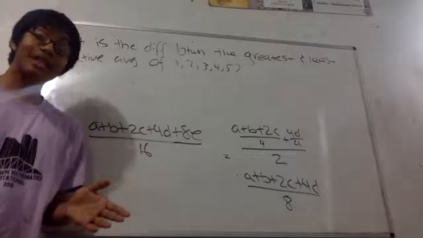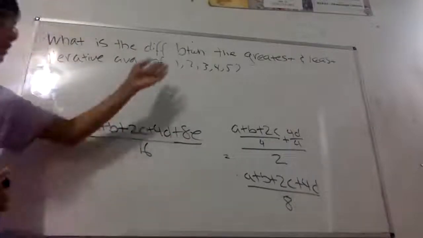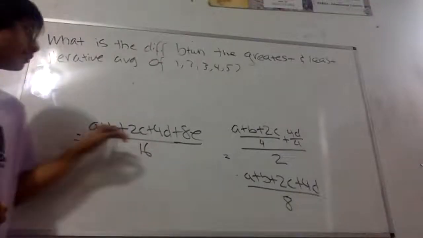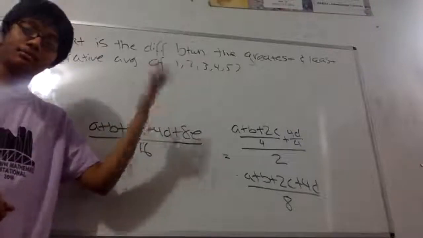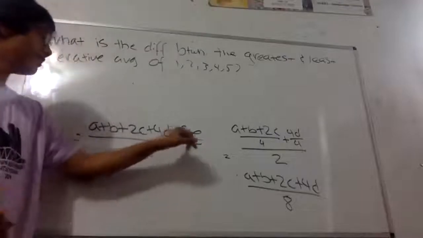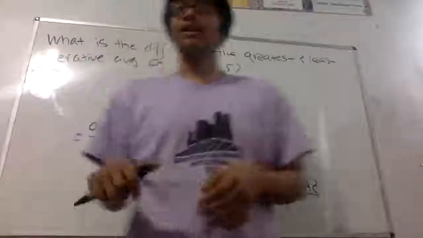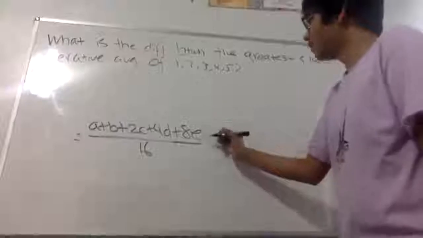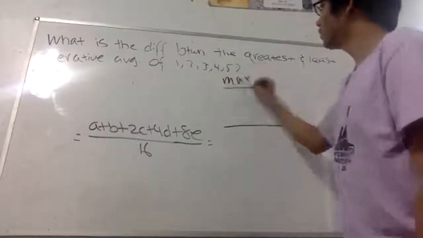So now it becomes really clear what we need to maximize and minimize to find the answer. To find the minimum, we need to make the smallest values 5, 4, 3, and 2. But to maximize our answer, we need to make E, D, and C the biggest values. So let's do that. So let's see, max and min.